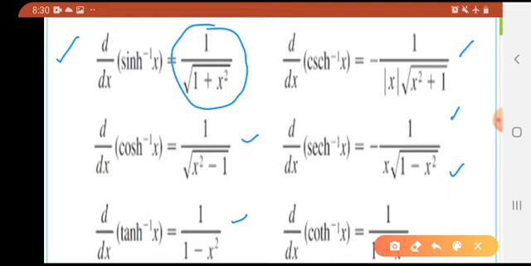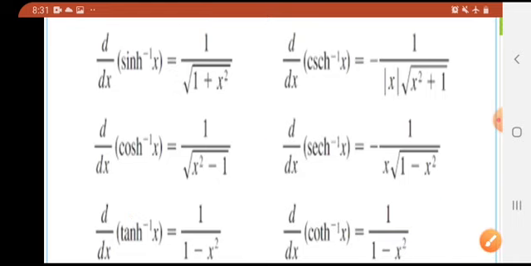The derivative of cos hyperbolic inverse is 1 divided by radical of x square minus 1. Tan hyperbolic inverse is 1 divided by 1 minus x square. We know simple tan inverse of x is 1 divided by 1 plus x square, but here it is 1 over 1 minus x square. Cosecant inverse of the hyperbolic function is this. You people have to memorize this, right?